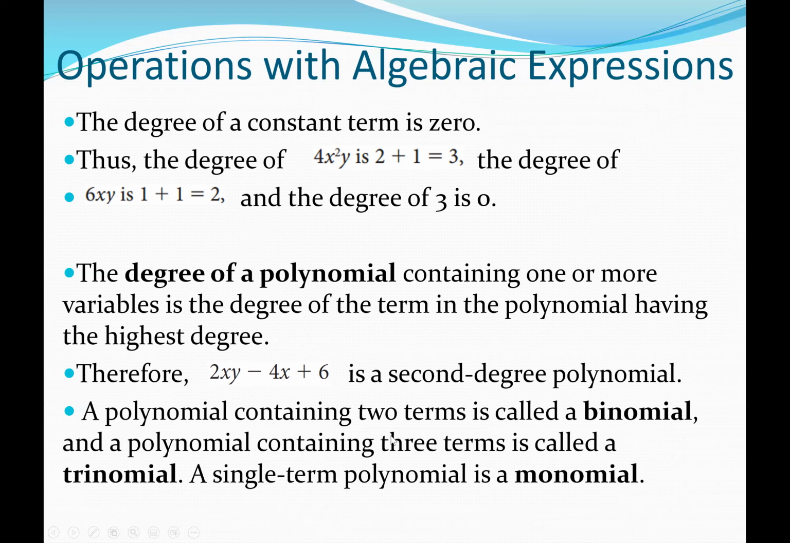A polynomial containing 2 terms is called a binomial. And a polynomial containing 3 terms is called a trinomial. And a single term polynomial is called a monomial. So here 2xy minus 4x plus 6, we have 3 terms here. So this is a trinomial.